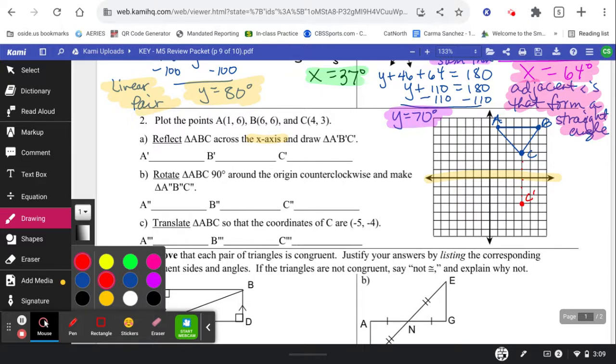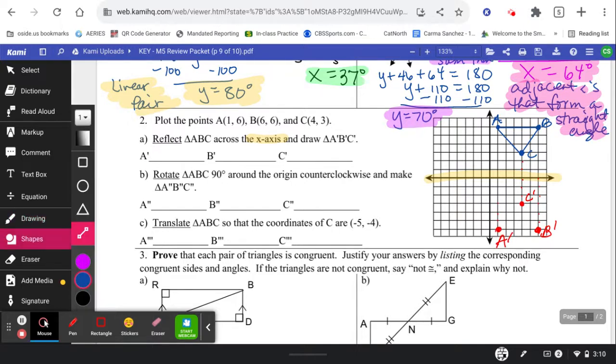There's my C prime. B is 1, 2, 3, 4, 5, 6. So I go 1, 2, 3, 4, 5, 6. There's my B prime. A is 1, 2, 3, 4, 5, 6. So I go 6 after. And there's my A prime. There's my reflection across the x-axis. Connect it.